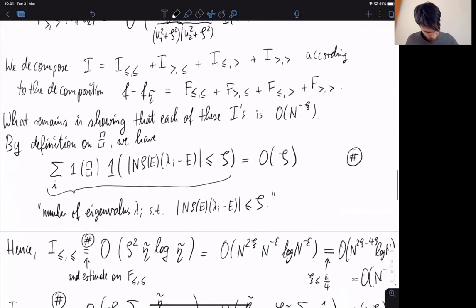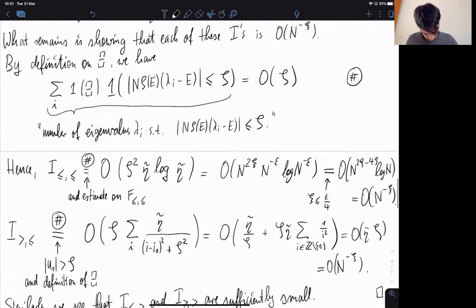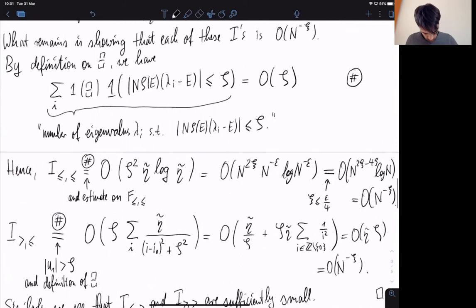Okay, I'm not sure how far you took a picture, so maybe you can take another picture here.